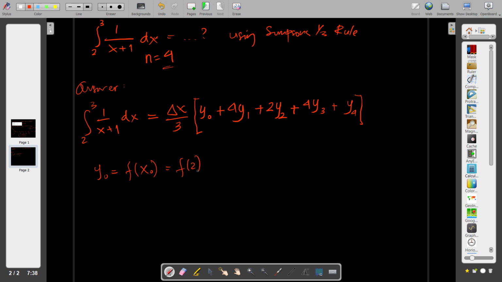Okay, start from 2. So we put it into this line equation, 1 over x plus 1, so it must be 1 over 2 plus 1. So it is 0.333 and so on. Okay, that's the value for y0.